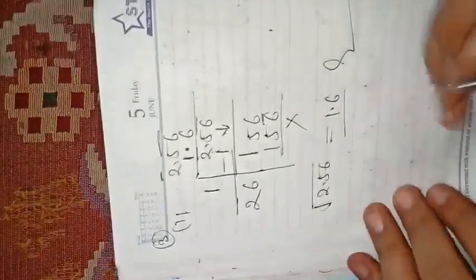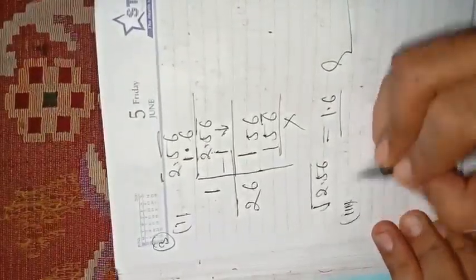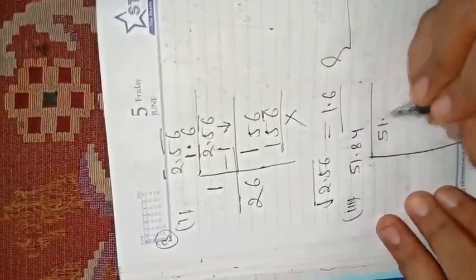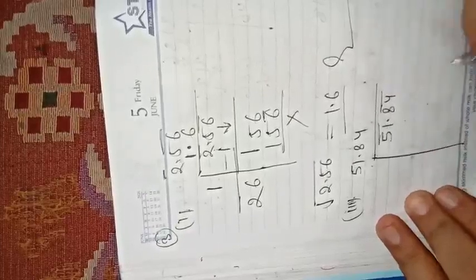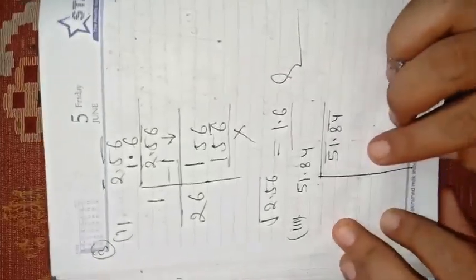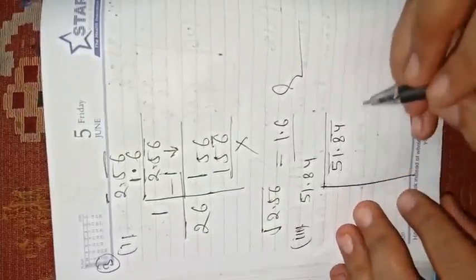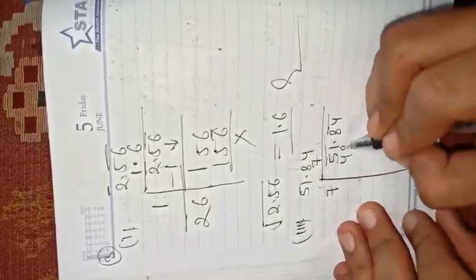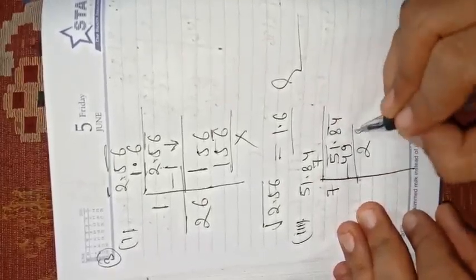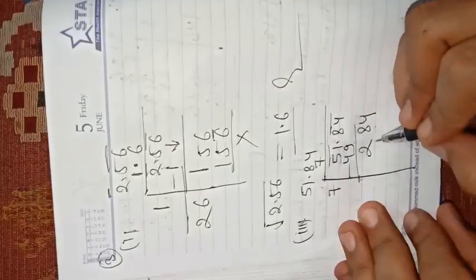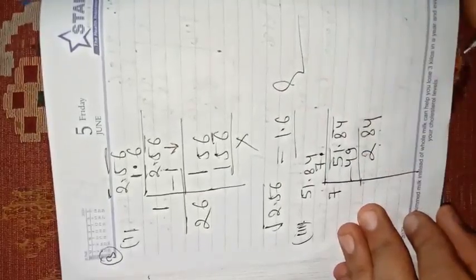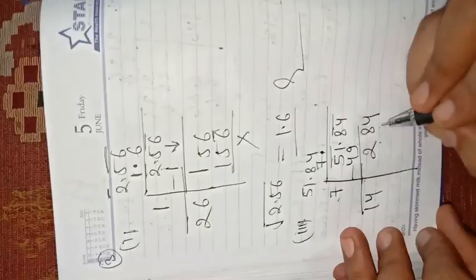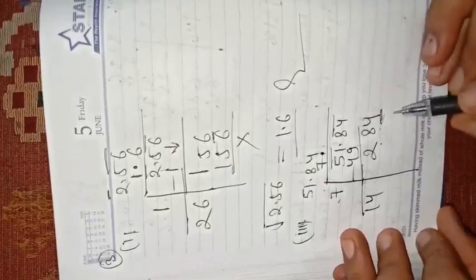So 51.84, that's your third part. 51.84. One pair, another pair. Write a number which should be a perfect square and less than 51. So this will be 7, 7 7s are 49. Fine. 51 minus 49, 2. Then 84 will be downward, and this is after decimal, so we should raise a point here as well. Now this 7 and this 7 will be added. 7 plus 7, 14. After 14, which number we should write to get 4 in the last number?